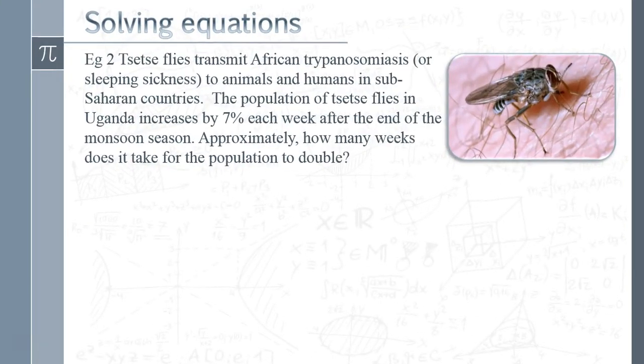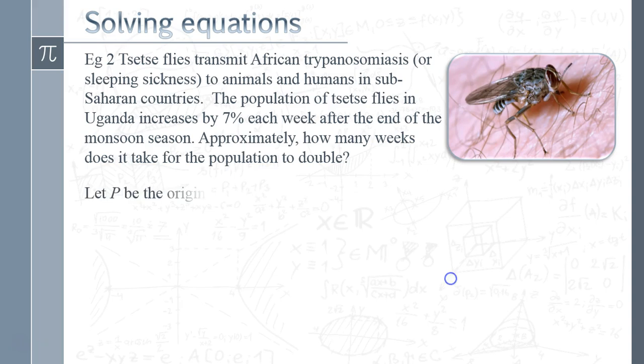Okay, moving on. Tsetse flies transmit African sleeping sickness to animals and humans in surrounding countries. So we've got a population model here, and it says that the population increases by 7% each week after the end of the monsoon season. So how long does it take for the population to double?